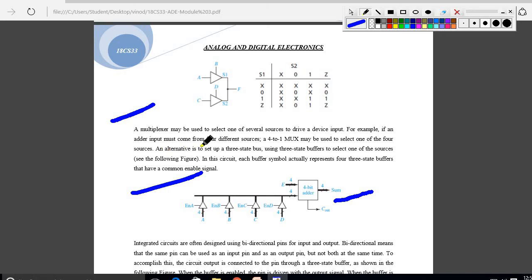An alternative is to set up a 3-state bus and use 3-state buffers to select one of the sources. In this circuit, each buffer symbol actually represents 4 3-state buffers, and they have common enable signals. Here, it should always be a common enable signal. Is it clear?